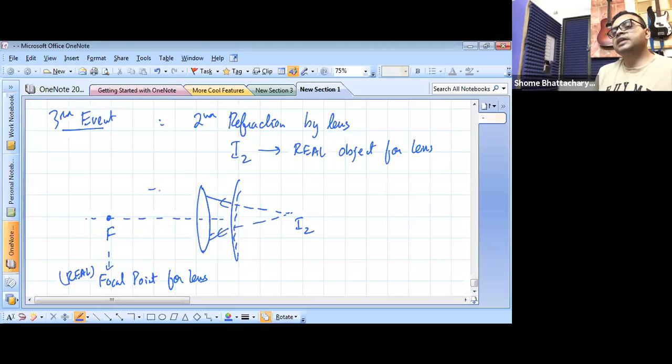We are using the same sign convention. This side negative, this side positive. So we will take U as plus 60. Okay. But we will take focal length of the lens as minus 60.